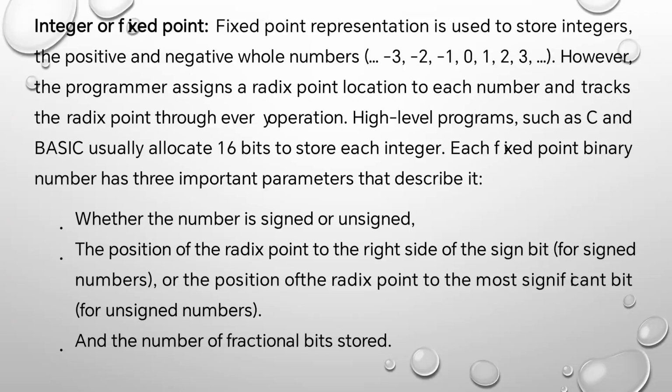Integer or fixed point. Fixed point representation is used to store integers, the positive and negative whole numbers. However, the programmer assigns a radix point location to each number and tracks the radix point through every operation. High-level languages such as C and BASIC usually allocate 16 bits to store each integer. Each fixed point binary number has three important parameters that describe it: whether the number is signed or unsigned, the position of the radix point to the right side of the sign bit or to the most significant bit, and the number of fractional bits stored.